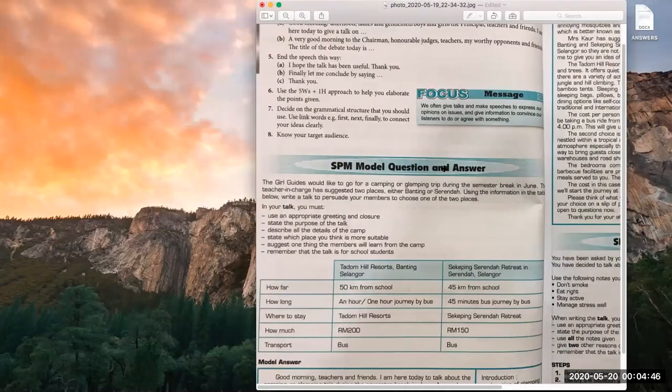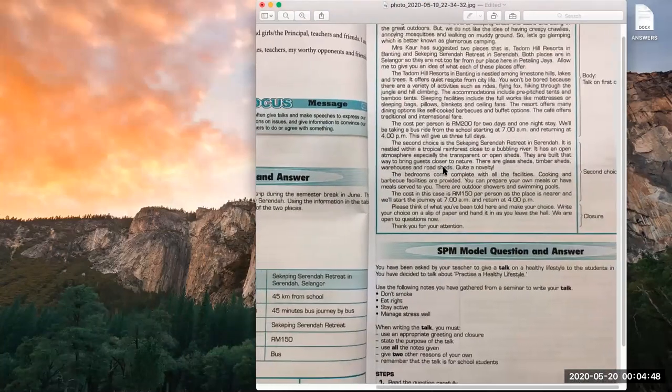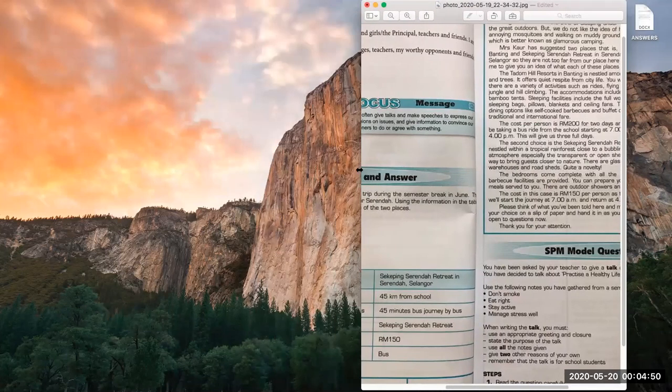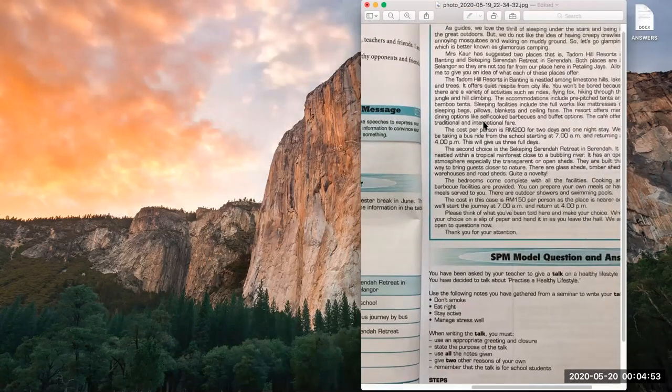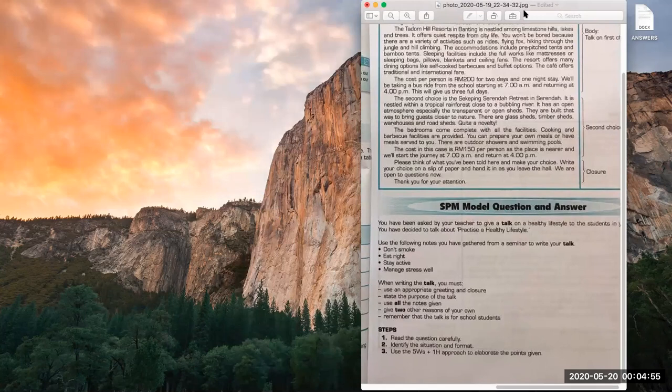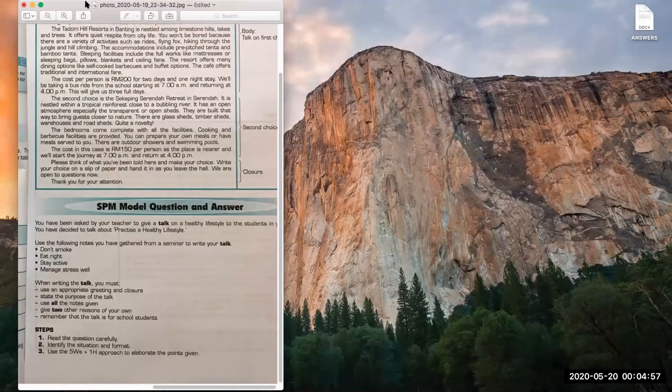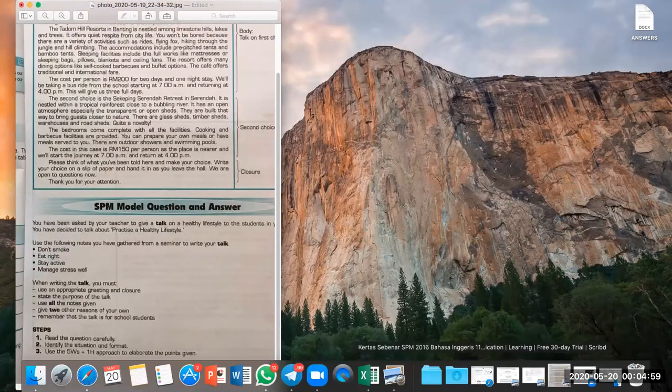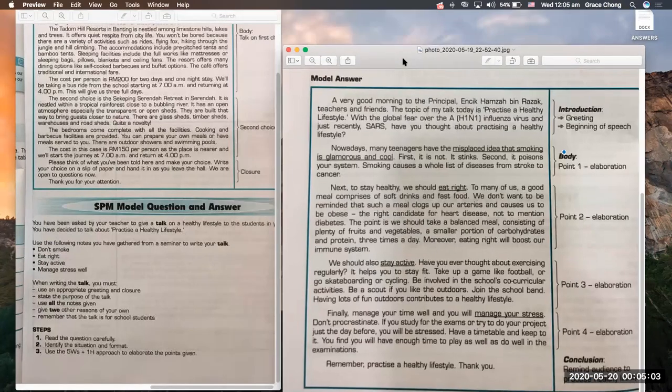So how do I do this? So this is the question. Okay, so I'm just gonna put it on the left hand side. Then I'm gonna, right. Okay.